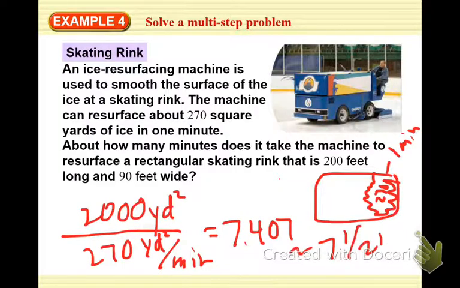7.5 minutes. So next time you go to a hockey game and the Zamboni machine comes out, time it. See if this problem is accurate. All right. Any questions on that example? Okay.